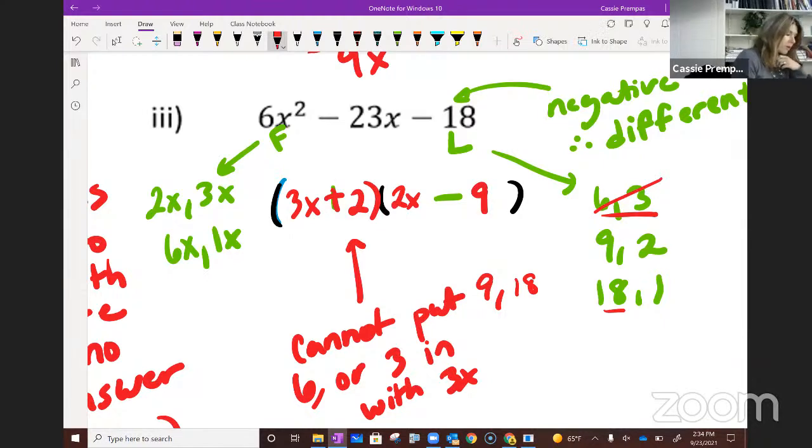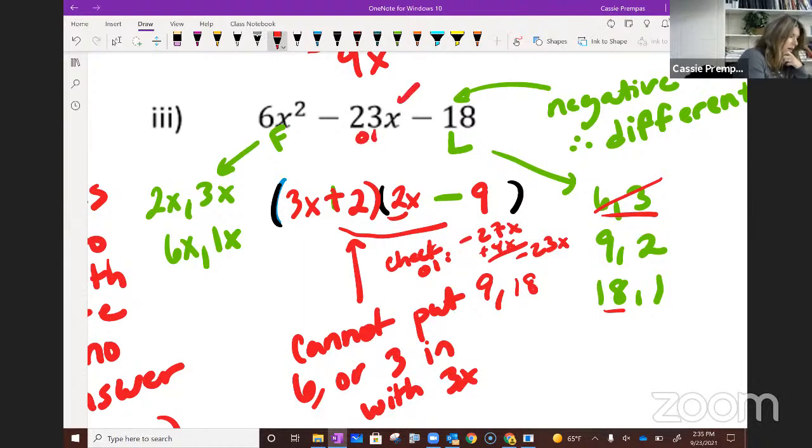Now, how do I know if it works? Check the OI. So if I do the outside, that's negative 27x. If I do the inside, that's 4x. That comes out to be negative 23x. Is that what I want? Yep. So I know I have the answer. The answer is 3x plus 2 times quantity 2x minus 9, and I box it.